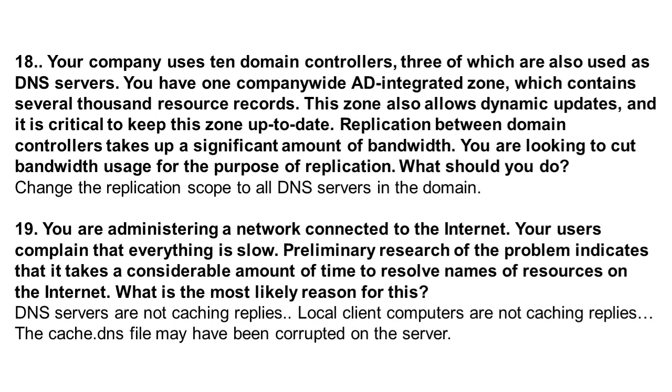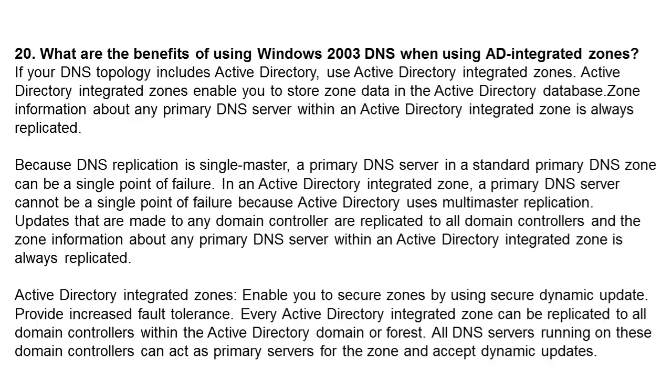You are administering a network connected to the internet. Your users complain that everything is slow. Preliminary research of the problem indicates that it takes a considerable amount of time to resolve names of resources on the internet. What is the most likely reason for this? DNS servers are not caching replies. Local client computers are not caching replies. The cache.dns file may have been corrupted on the server.